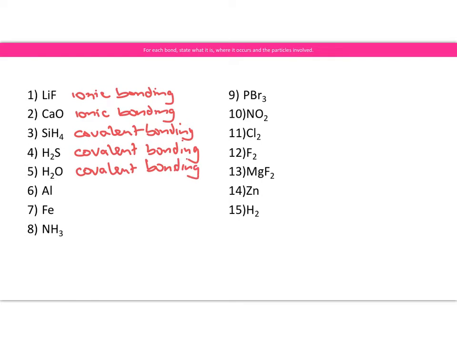Then we've got just aluminium. Aluminium is a metal. We don't have anything else, so it's metals only. So this has metallic bonding. And then we look at iron straight afterwards. That's also on its own. It's the only element, and that is a metal, and so that must also have metallic bonding because it's a metal only.